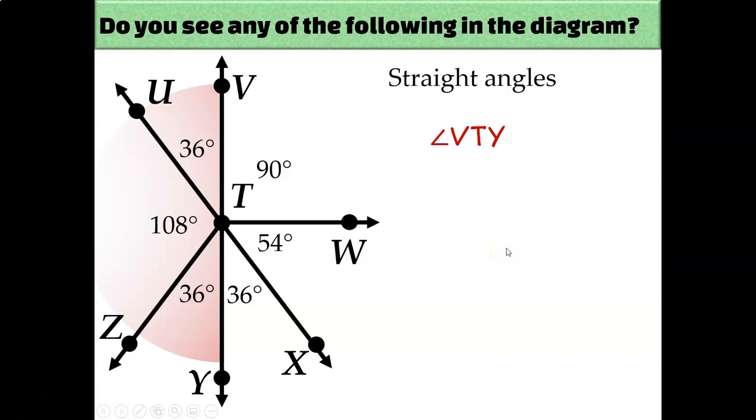There is another straight angle in this diagram as well, angle UTX. Again, U, T, and X are collinear, so that means that this is a straight line or a straight angle, which adds up to 180 degrees. 36 and 90 and 54 is exactly 180.